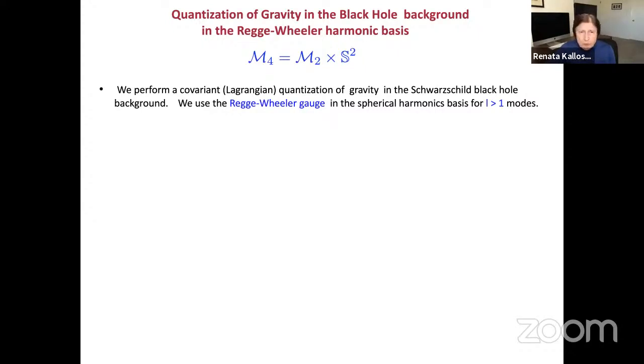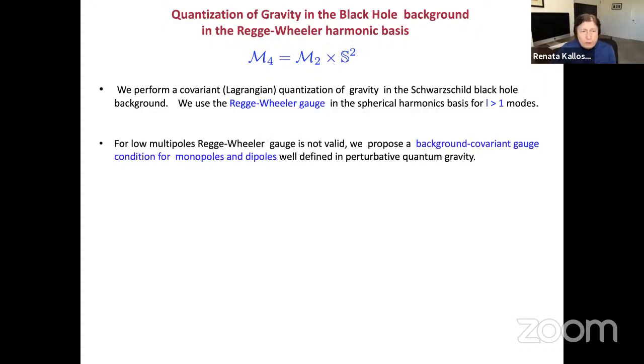which starts with quadrupoles. And because of our background being a Schwarzschild space-time, we have a natural split of the four-dimensional space into a two-dimensional space and the sphere. Now, it turns out that low multipoles cause a problem. And in fact, it remains not totally noticed that Regge-Wheeler gauge is actually not valid for low multipoles. There were some proposals how to deal with this in various papers, but we will propose a background covariant gauge for monopoles and dipoles so that they're well defined in perturbative quantum gravity.